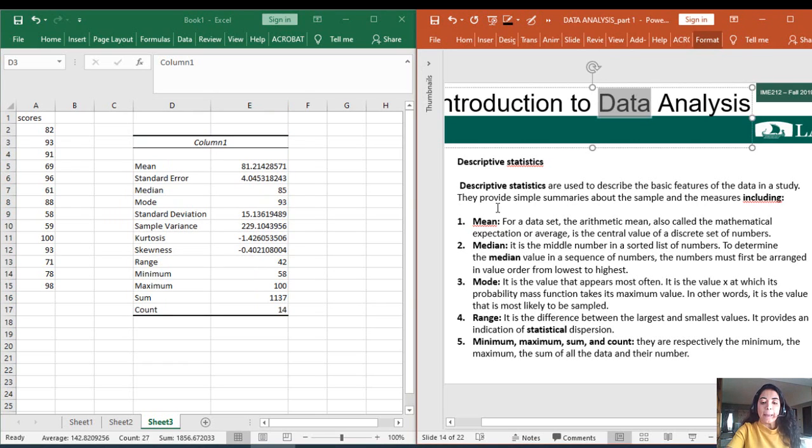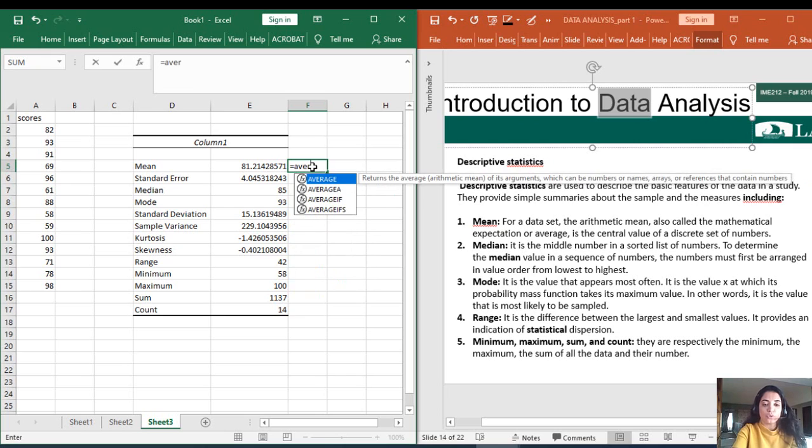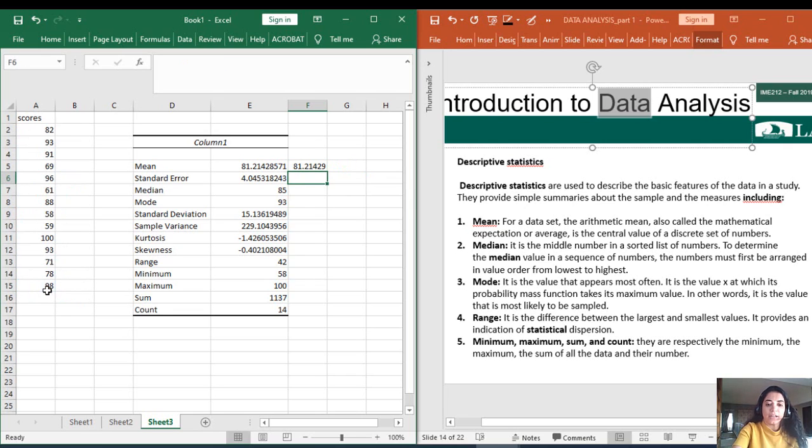So guys, basically the mean is in fact the average of these numbers. So you can here find the average using the built-in function AVERAGE inside Excel. So the average of what? Of these scores, and then you're going to have the same answer. What about the median? I'm going to skip the standard error for now.